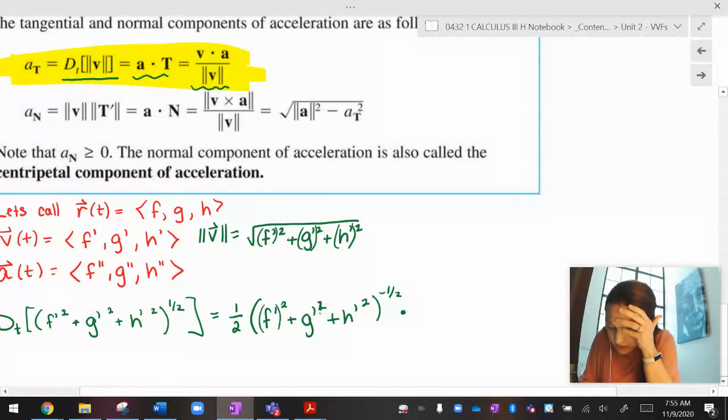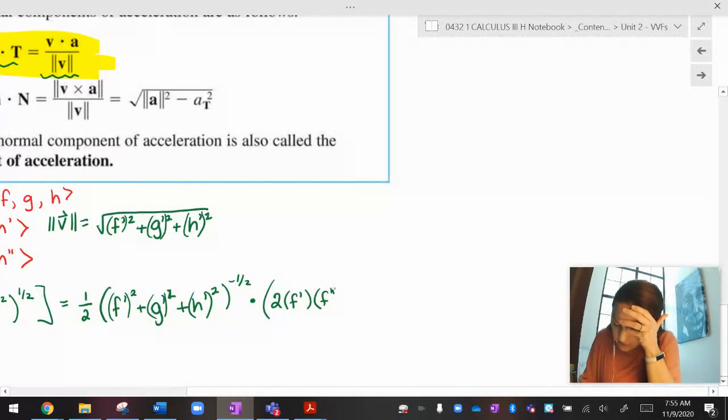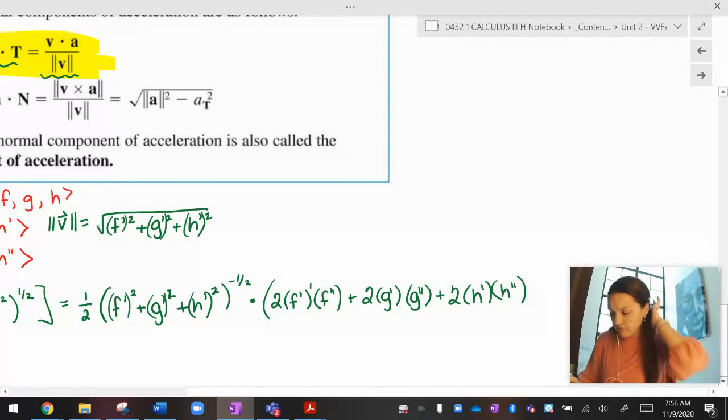So the derivative of f prime squared, g prime squared, and h prime squared is going to be 2f prime times f double prime. So 2f prime to the first times f double prime, and then plus 2g prime, g double prime, plus 2h prime, h double prime. Okay, and I have this 1/2 out in front, and I have all these 2's over here, so I'm going to distribute the 1/2 to my 2's, and I'm going to get that.